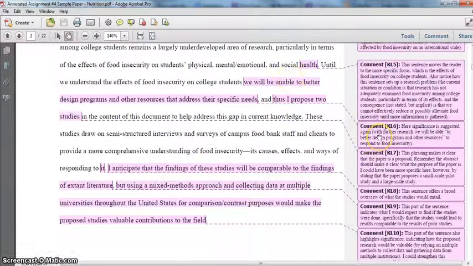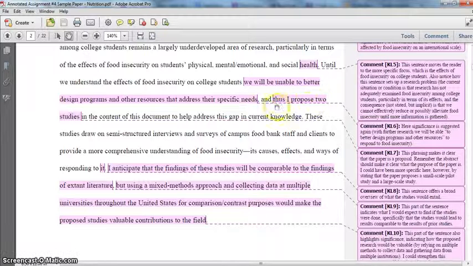Now here, again, significance is suggested as I've pointed out in this comment right here. So I'm indicating that until we really do more research and fully understand this issue, we're not really going to be able to provide the resources that college students need in order to deal with their food insecurity.